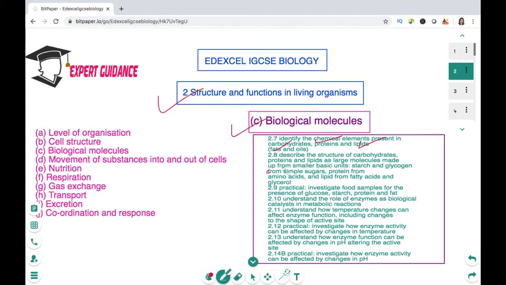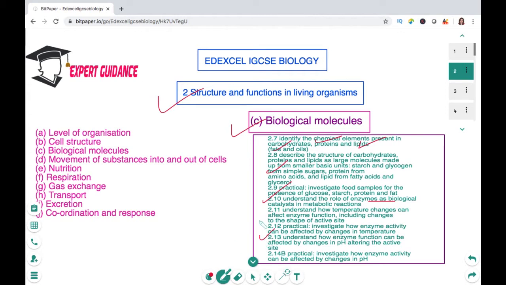We'll also look over how you can distinguish and test on the food for the presence of glucose, starch, protein and fats. And then we'll come to the topic of enzymes. We'll look over how the enzymes function, the properties of enzymes, and how the activity of the enzyme can be altered by change in temperature and pH.